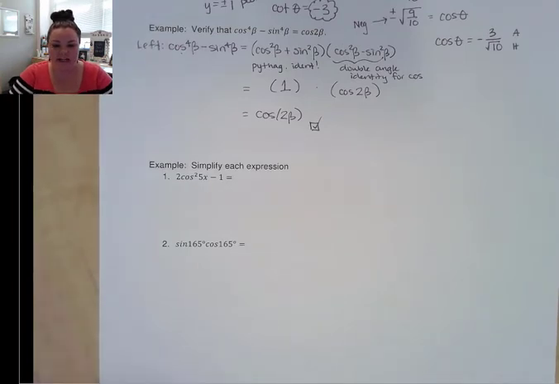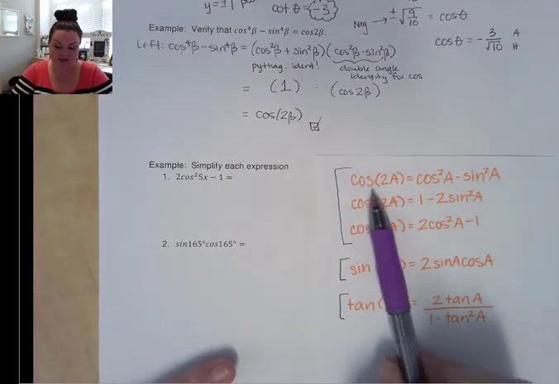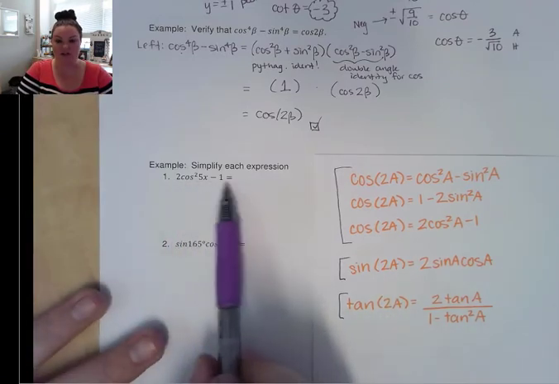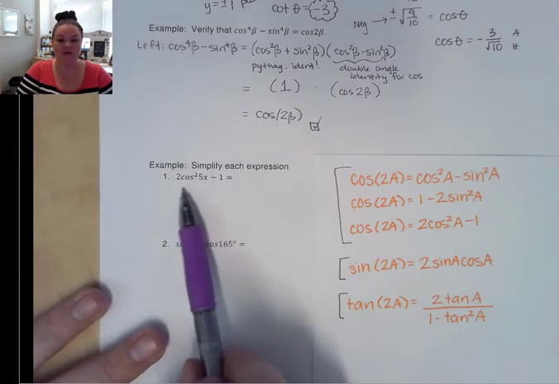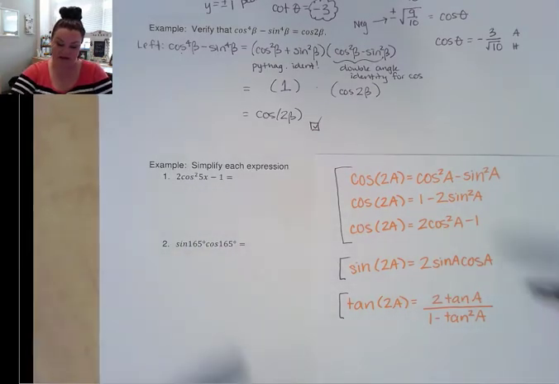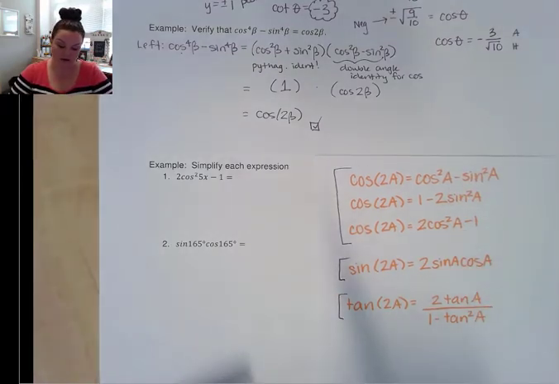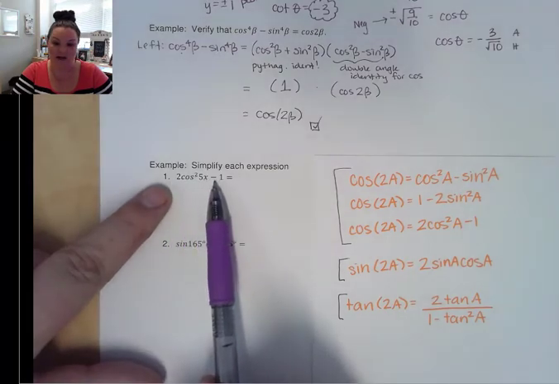Let's look at this one. It says simplify each expression. Now, if you look at the formulas that we came up with, they're not giving us cosine of some angle, sine of some angle, tangent of some angle, right? They're giving us an expression. So we have to look at this expression and see if it looks vaguely familiar in regards to any of these formulas we came up with, right? So this looks like 2 times cosine of some angle minus 1.